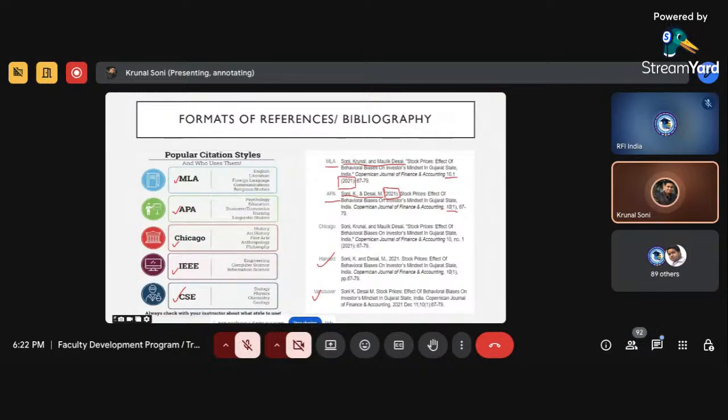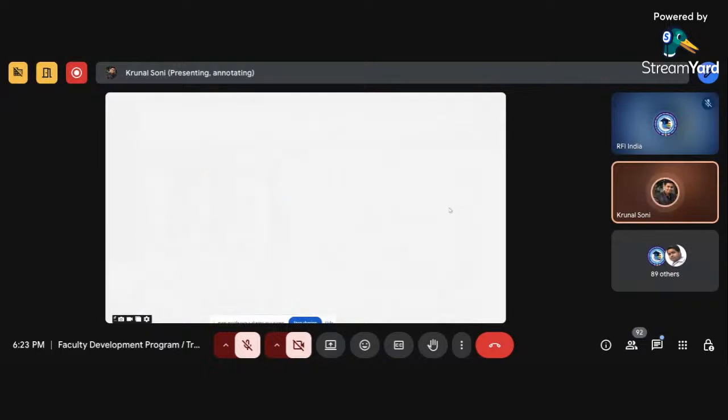But in MLA, it is the year of publication, and then the page number where this content has been published. Clear? So this is how things are going to proceed as far as MLA, APA, Chicago, Harvard, Vancouver are concerned. Everywhere the things are there, but the way of drafting, the way of taking the parameters is going to differ. So let's see all these formats.